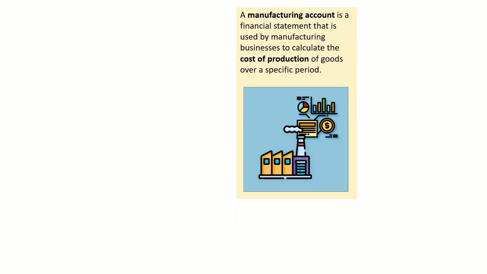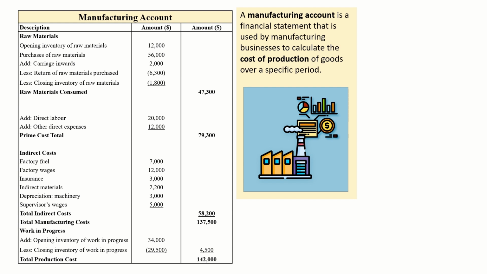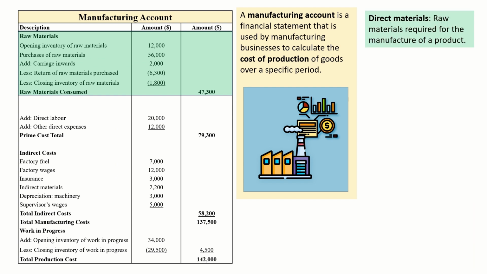A manufacturing account is a financial statement that is used by manufacturing businesses in order to calculate the cost of production of goods over a specific period of time. This is a sample of a manufacturing account. The first section is to find the raw materials consumed, which is also called direct materials.